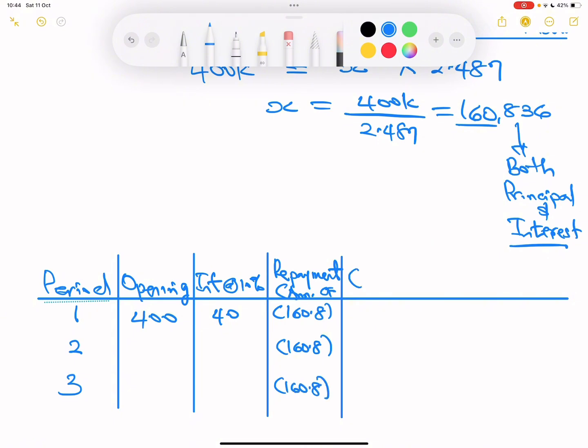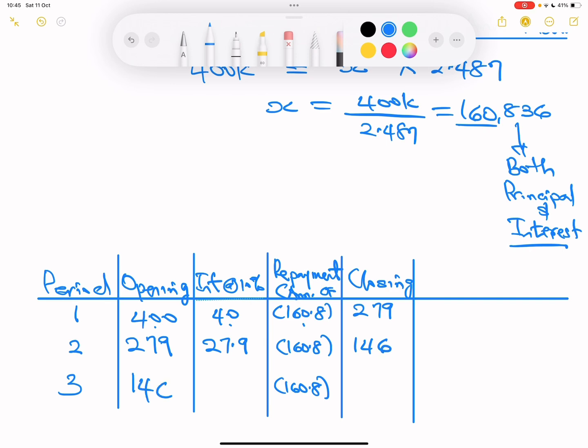Once you do your repayment, then you can know what your closing balance will be. And your closing balance is definitely equal to your opening plus interest accrued less repayment. So for year 1, you're going to close with 279. Your closing for year 1 becomes the opening for year 2. You calculate your interest at 10%. You do your repayment, you're left with 146. And this becomes the opening for year 3, 146. 14.6 interest. If you deduct that from this, you have something almost 0. And that is how an amortization schedule works.